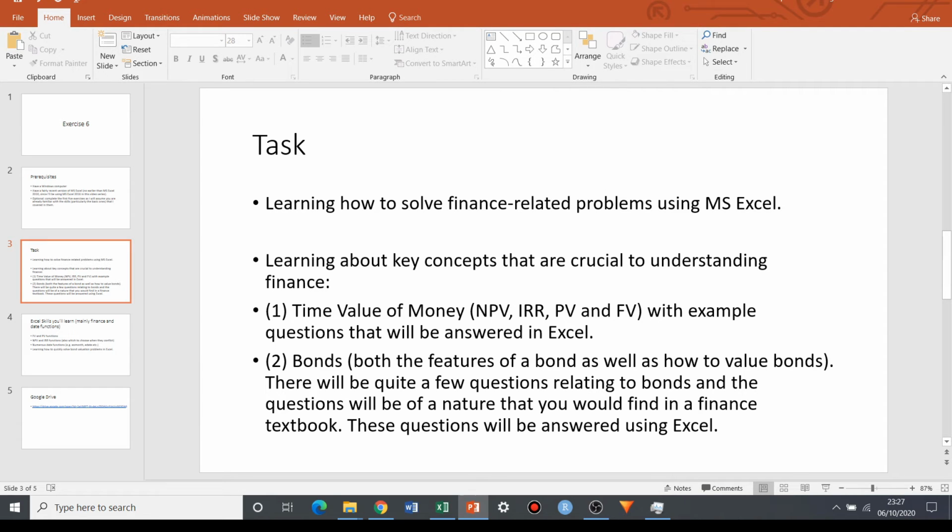The second thing that we'll be doing is covering bonds, and so you'll be learning both the features of a bond as well as how to value bonds. Now bear in mind that there will be quite a few questions relating to bonds, and those questions will be of a nature that you would find in a finance textbook.